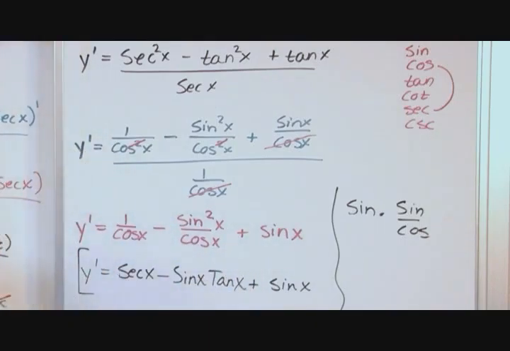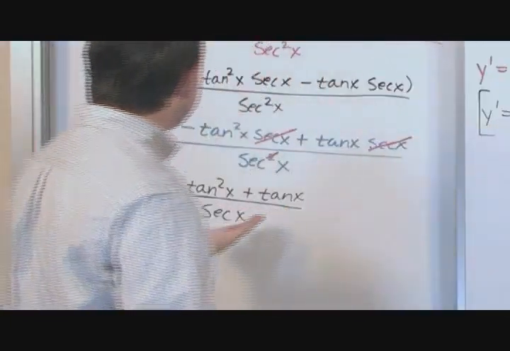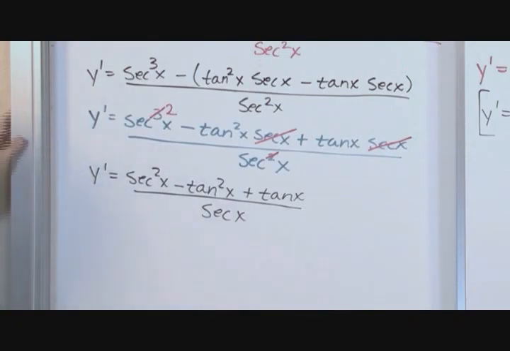And that's the answer. So what we're going to have is secant of x minus sine of x times tangent of x plus sine of x. So that's what we have. Now, this is, I think, maybe a little more simplified than this. But this is really a fine answer to have, and it's totally okay to probably leave it that way.